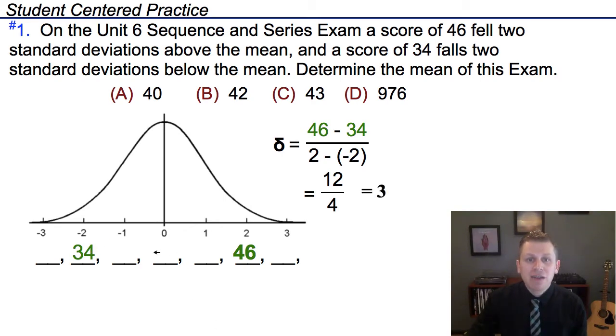Now I can add 3 to 34 to get the value 1 standard deviation below, which is 37. Finally add it again to get the average score, which is what we wanted, which in this case is 40.